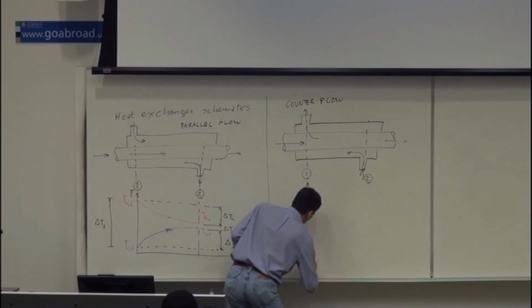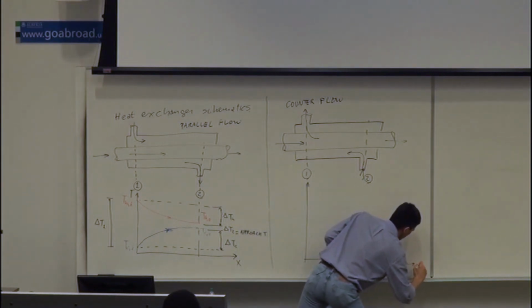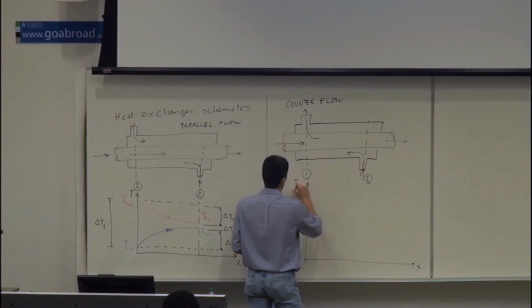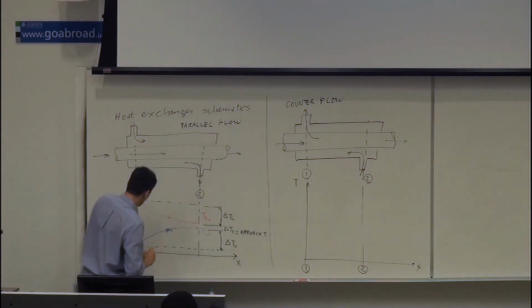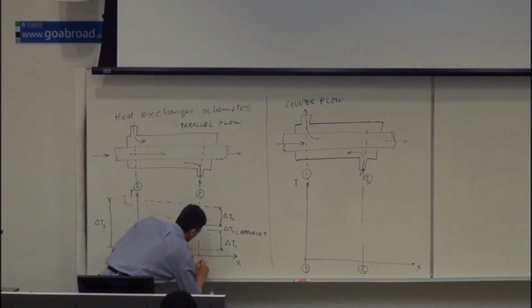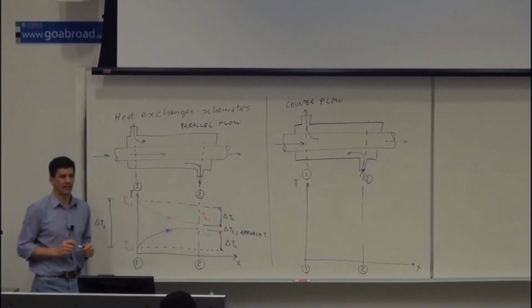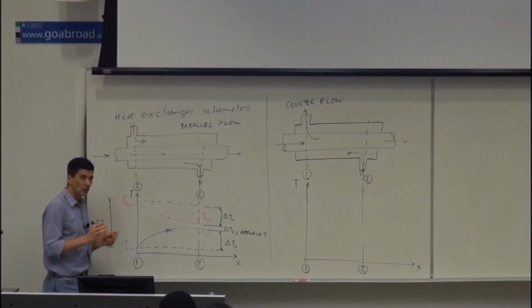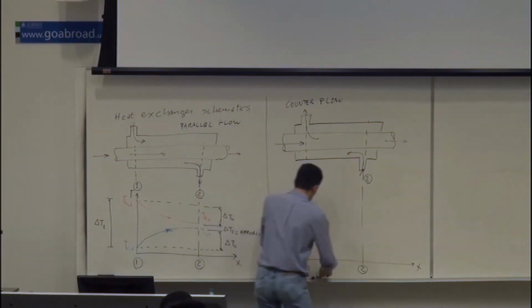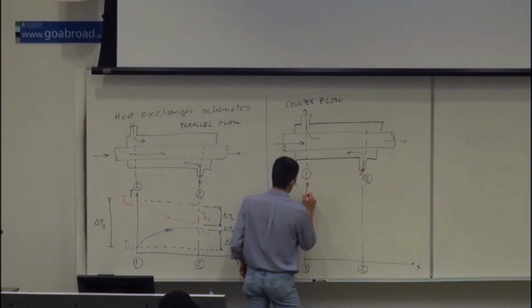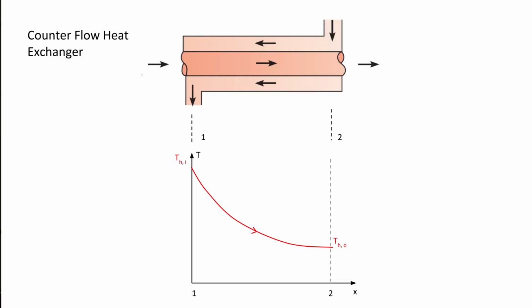And I'm going to make my graph. So this is x. This is temperature. I typically ask you in the exams, and I'm going to do it here, to mark 1 and 2, or inlet and outlet in the diagram. You have to know what you're doing. Okay, so let's say, much like before, we have this hot fluid. So here we're going to have T hot inlet, T hot outlet.